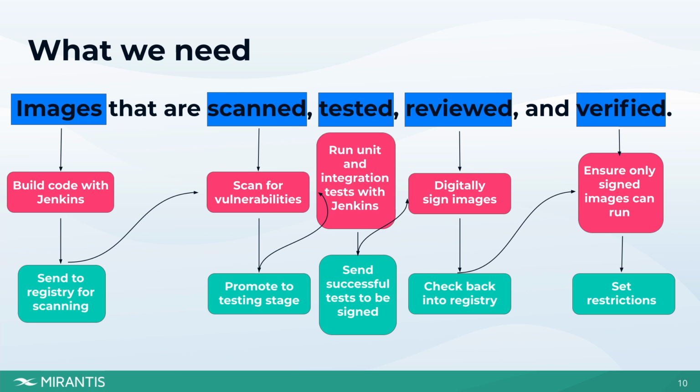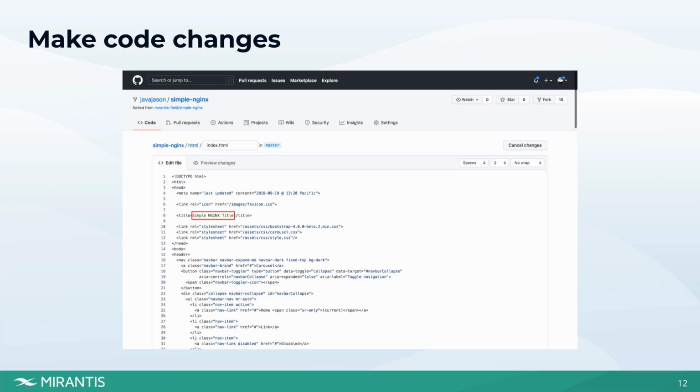Let's now walk through the steps of what this would look like if we were to use Jenkins for our CI tool, then a secure registry like Mirantis Secure Registry, and a few other tools along the way. So first of all, we start with our images, which get built from code with Jenkins and sent to the registry. We'll start with this example, which is an HTML file that uses Nginx to display it. And we'll make a quick change to the title, changing it to simple Nginx title.